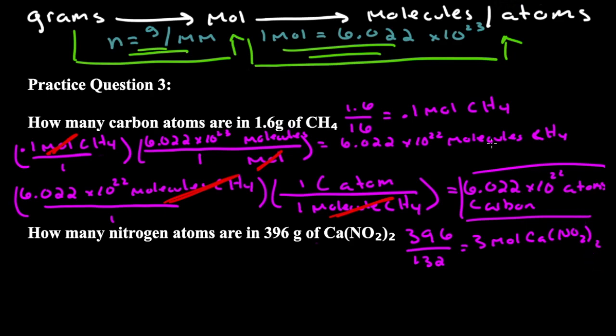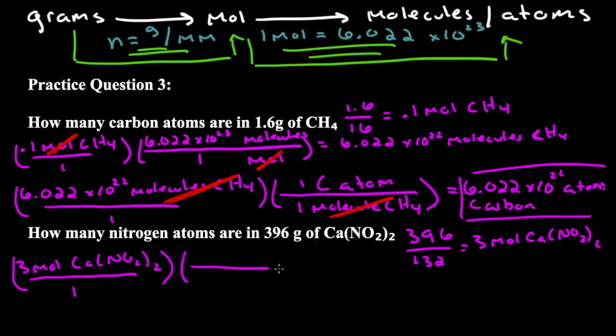And so now what we're going to do is we're going to go from moles to molecules, and I'm going to use Avogadro's number. So I'm going to say that I have 3 moles of Ca(NO2)2, and then I have NO2, and I have 2 of them. I'll put that over 1, and I'm going to use Avogadro's number to say that for every 1 mole of this that I have, 6.022 times 10 to the 23rd power, and that's going to be molecules of that chemical.